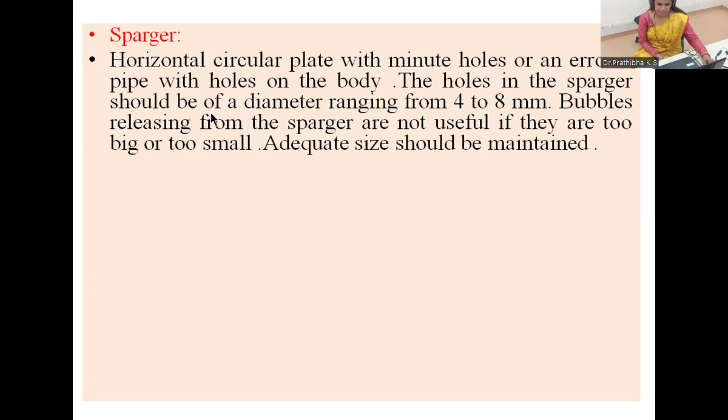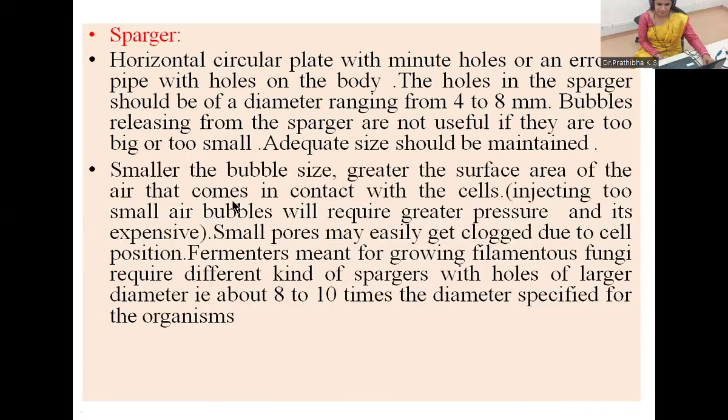The holes in the sparger should be of a diameter ranging from 4 to 8 mm. This depends upon what type of product you are getting from the fermenter vessel, what type of organisms are used, and the viscosity of the media. Everything matters, and by going through that one can design the sparger. Bubbles released from the sparger are not useful if they are too big or too small. Adequate size should be maintained in the fermenter vessel.